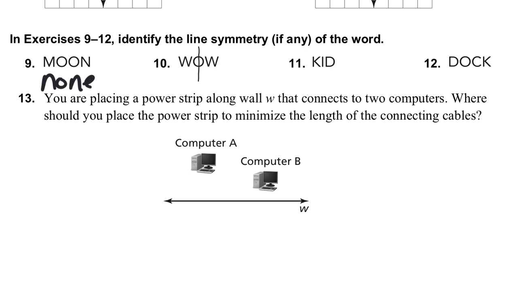And with kid, with this font, I can't do it vertically because D doesn't match with K, but I can cut it in half right here. And the top part of the K maps with the bottom part of the K, the bottom and tops of the D match, and so do the I. And then in doc, we can also go horizontally right here. And we are skipping number 13.